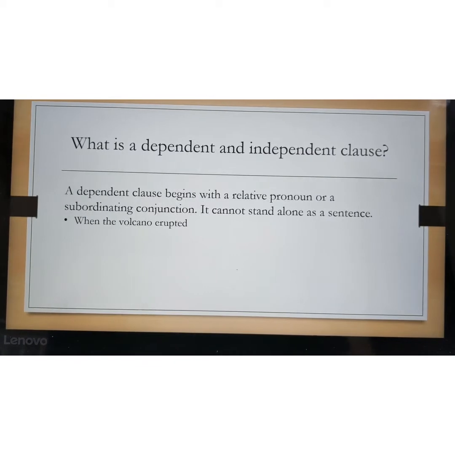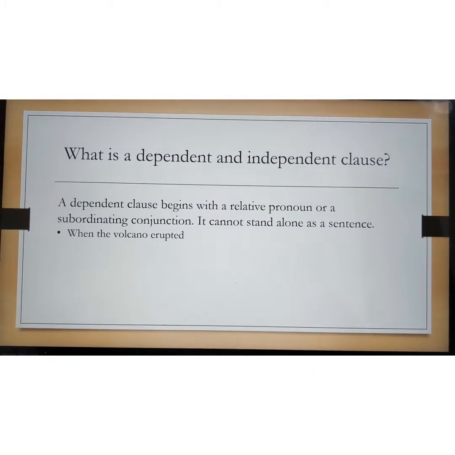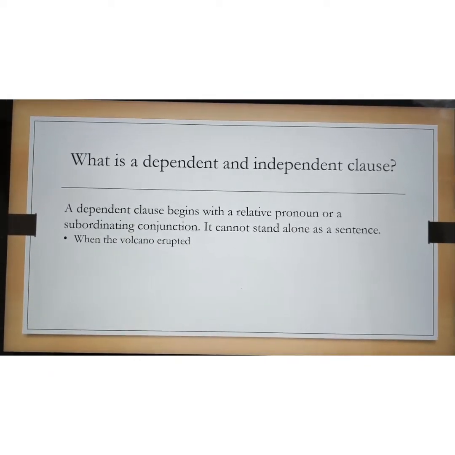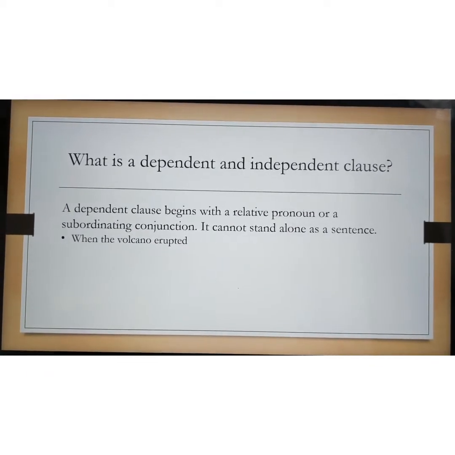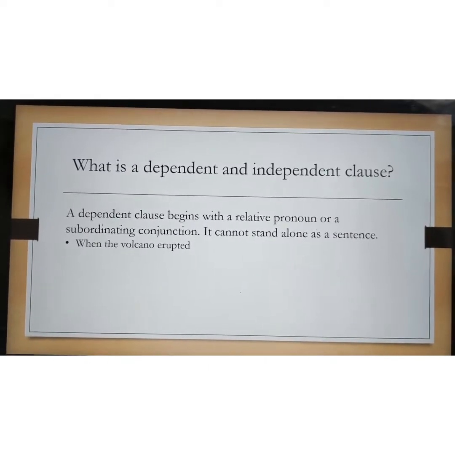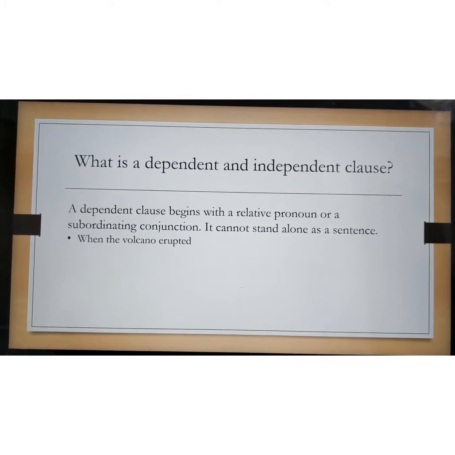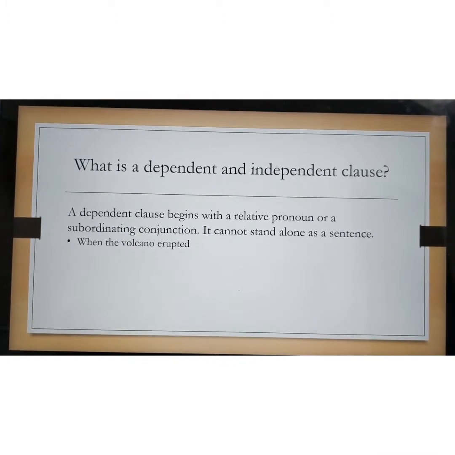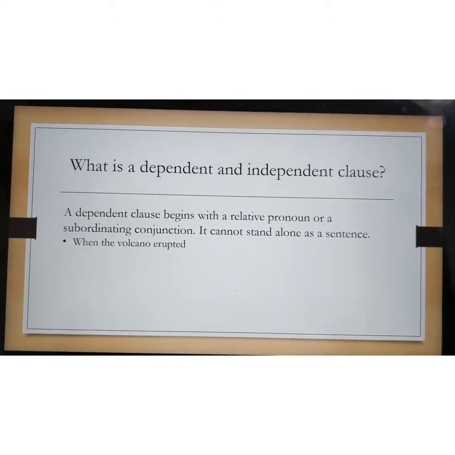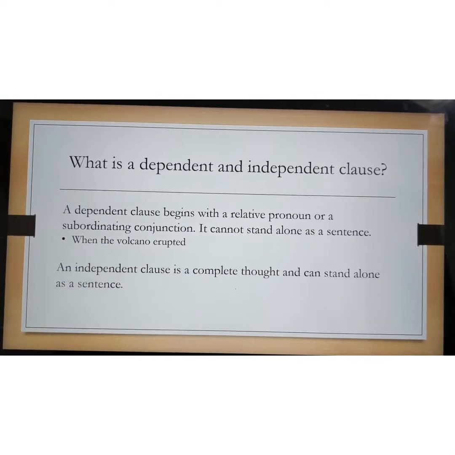So here would be an example of a dependent clause. If we have the subordinating conjunction when with our sentence, we could say, when the volcano erupted, all right? That doesn't make sense on its own. So it's depending upon another part of the sentence. So if we would say, when the volcano erupted, the villagers ran out of town. All right, so that would be depending upon our other sentence, which means it's a dependent clause.